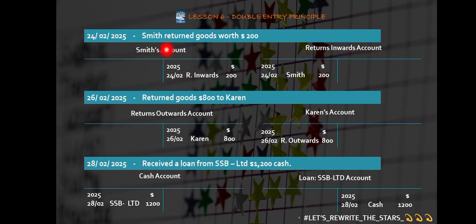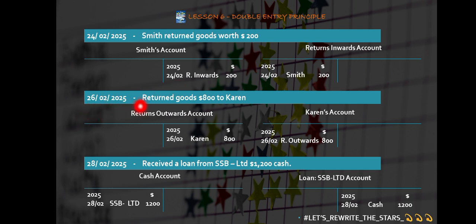So Smith's account, because he was bringing out or giving out the items, he will be credited $200. And then because we were receiving the items, we will be debited $200. I hope this is well understood. Smith returned goods to us, so meaning Smith is the one giving out. And then because he's returning something that was already sold, we are going to create a returns inwards account, indicating that something we've sold out has come back to us again.